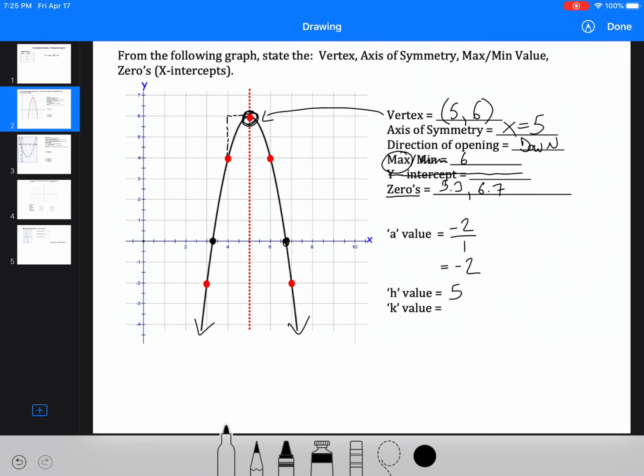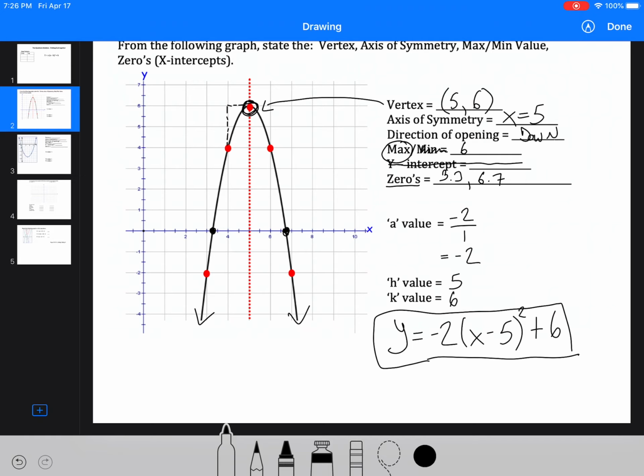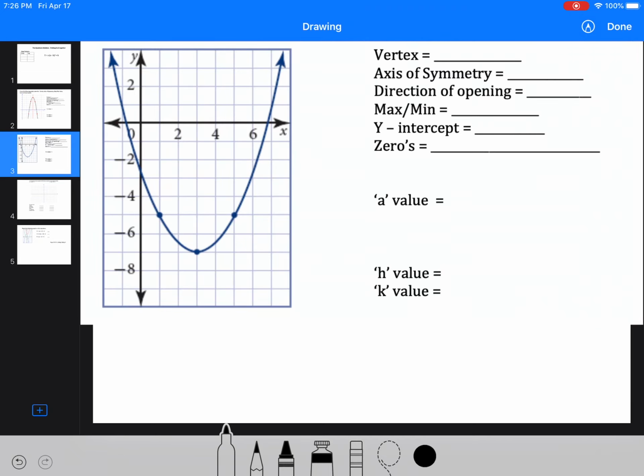Our H value, we've moved to the right 5. So our H value is 5. Our K value, we've moved up 6. So our K value is 6. So our equation would be y equals negative 2, now remember, x minus 5, because we've moved to the right 5, squared plus 6. I probably won't ask you the h and the k value like this. I'll probably just ask you to write the equation, because I do think that the h value is a little bit confusing with the negative, but there's our equation.